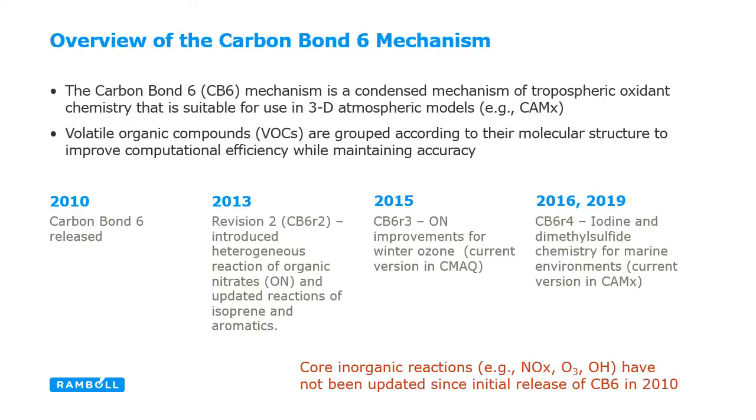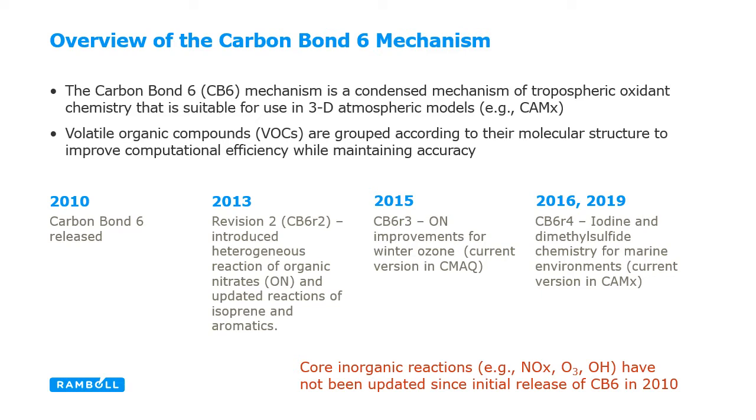The Carbon Bond 6 mechanism, or CB6, is a condensed chemical mechanism that represents the chemistry of volatile organic compounds and oxidants in the troposphere. As it is a condensed mechanism, it does not attempt to explicitly represent the huge number of reactions occurring. Instead, CB6 groups volatile organic compounds and radicals according to molecular structure. For example, CB6 has a model species to represent ketone functional groups and another to represent the paraffin carbon bond. Therefore, a ketone such as octanol will be represented in CB6 as 7 PAR and 1 KET.